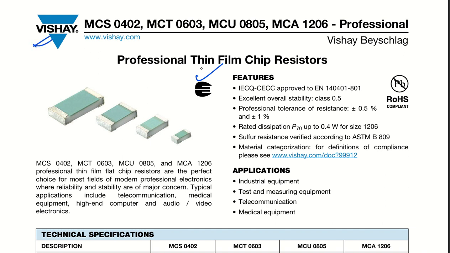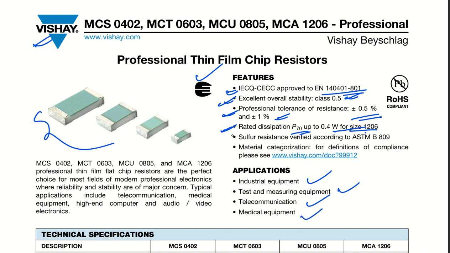Same thing is taken from Vishay as well, and we have features like ICQ-CECC. Okay, so this is approved by this standard. We have excellent overall stability, which is class 0.5, and we have professional tolerance of 0.5% and plus minus 1%. We have rated dissipation up to 70 degree, that is 2.4 watt for size 1206. As you can see, these thin film resistors are of a different color, which is comparatively green compared to the other black ones, right? And we have industrial equipment uses, we have test and measurement equipment. So I told you thin film resistors are used for measurement equipment where you need to have high accuracy. We have telecommunication, we have medical equipment and all.